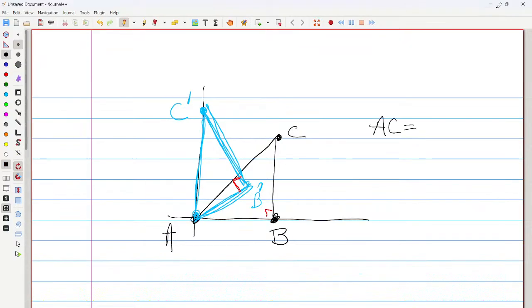AC equals AC prime, which equals 5, because we have a 3, 4, 5 right triangle. So I think most of us determined that.